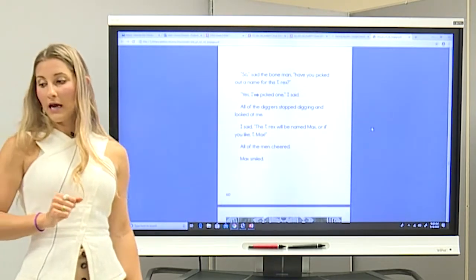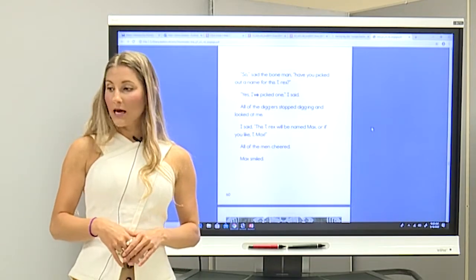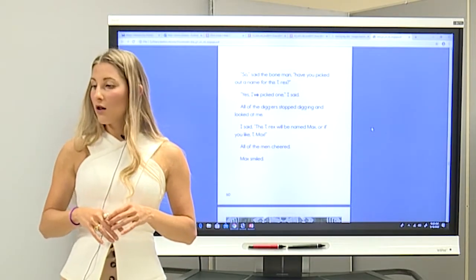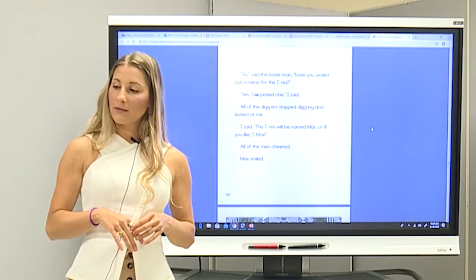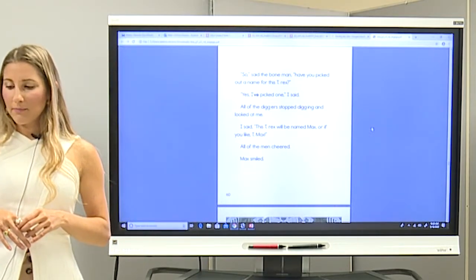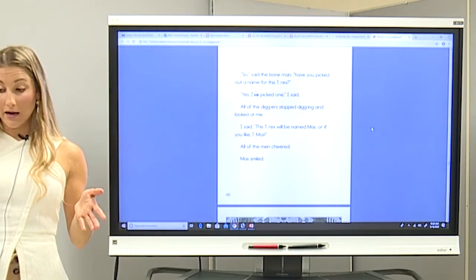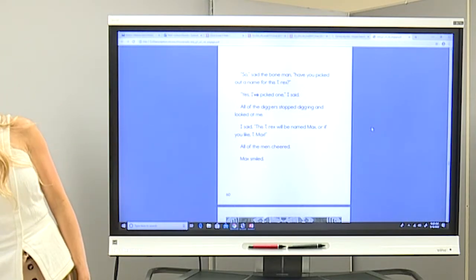So, said the bone man, have you picked out a name for this T-Rex? Yes, I've picked one, I said. All of the diggers stopped digging and looked at me. I said, this T-Rex will be named Max, or if you like, T-Max. And all of the men cheered and Max smiled.